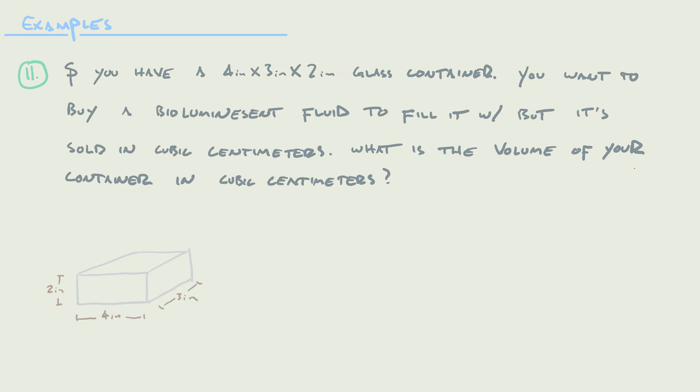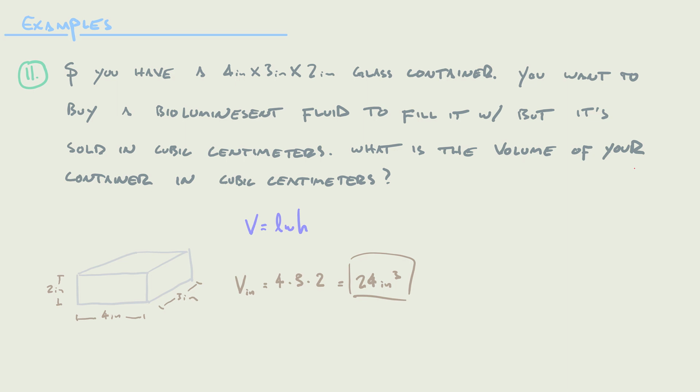The only thing we need to figure out in this case is what is the volume of your container in cubic centimeters. Here's our container, right? 4 by 3 by 2, 4 inches wide, 3 inches long, 2 inches tall. The dimensions actually don't really matter. Volume is length times width times height. And again, if we do that right now, you're going to get 24 inches cubed because 4 times 3 times 2 is all in inches, and inches times inches times inches is a cubic inch.